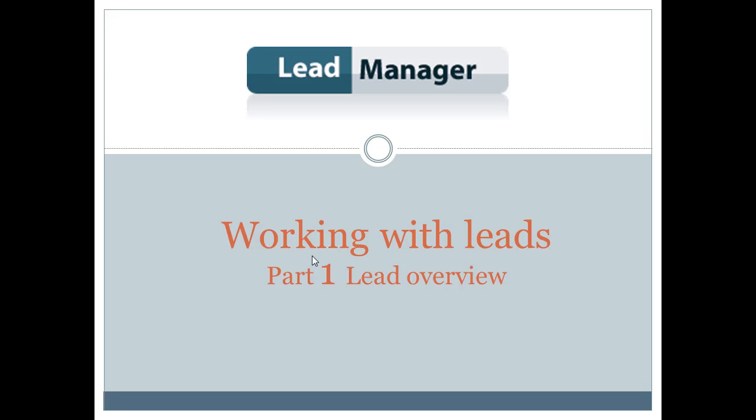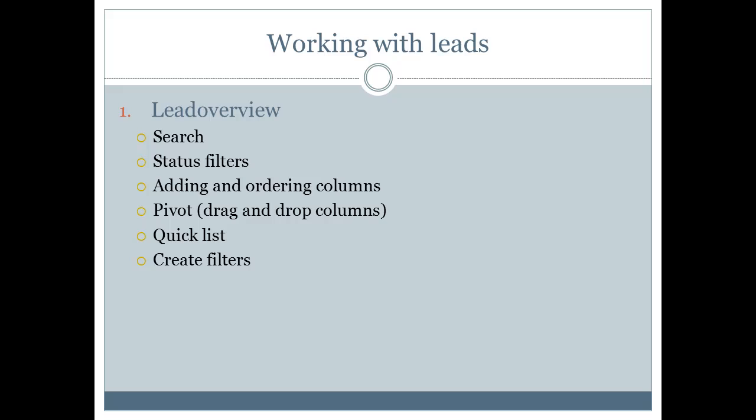Working with leads. In this first part out of two, we will show you how to use the lead overview screen. There are many features in the lead overview screen. We will show you how to search, explain status filters, add and order columns, create your own pivot by dragging and dropping columns, use the quick list, and create your own filters.